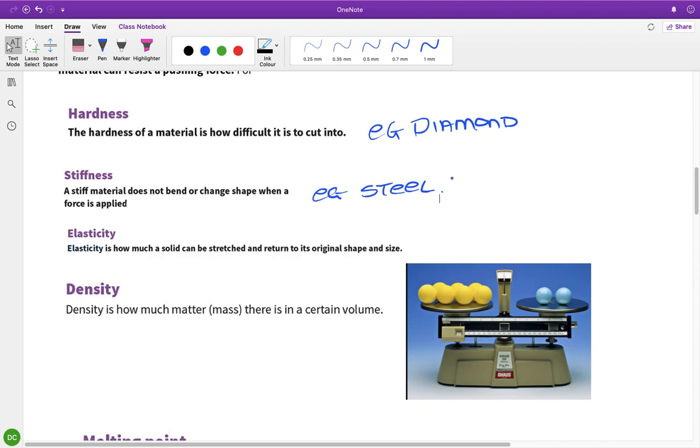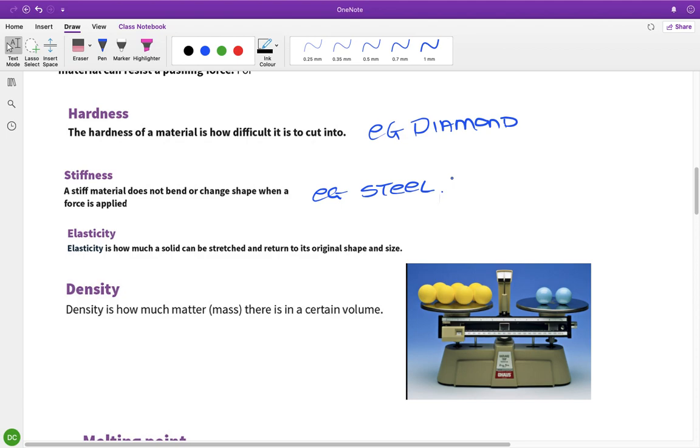Steel does not bend easily. It's why it's used in building. I don't know if any of you have had an extension done or gone open plan, where your kitchen and your dining room and your living room are all one room. Most of the time that requires what's called an RSJ, which is a big piece of steel to hold your house up essentially. And the reason it's good is because it won't bend.